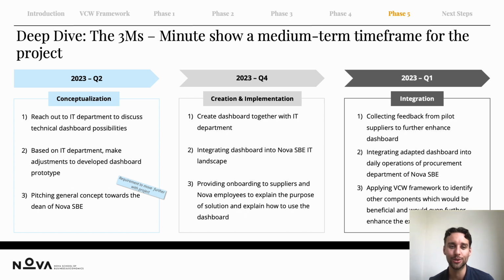And now let's have a look into the 3 M's and basically what needs to happen, which we will then go into the next steps. So on the left, you can see this conceptualization, which we've already done in our project and which you saw in phase 4. Then the next step will be the creation and implementation into the Nova SBE's IT landscape. And third, you can see the integration, which basically would be that they use it in their daily operations, collect feedback, and basically implement it into their procurement process. So now let's wrap up with the next steps.